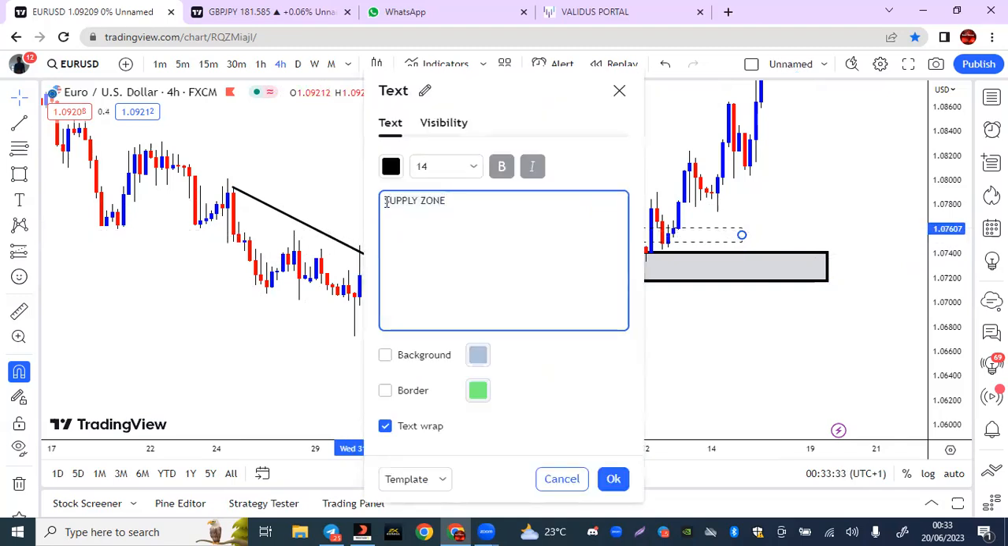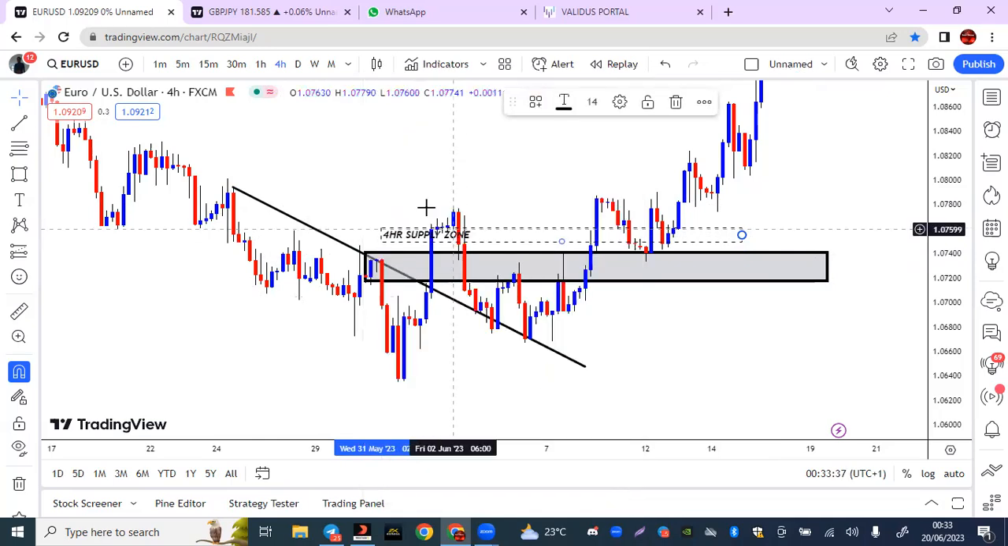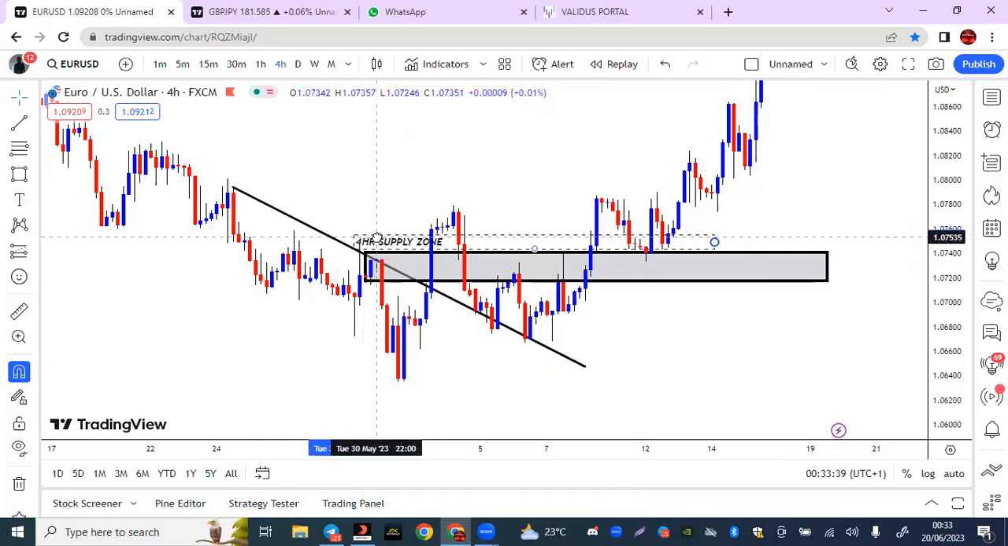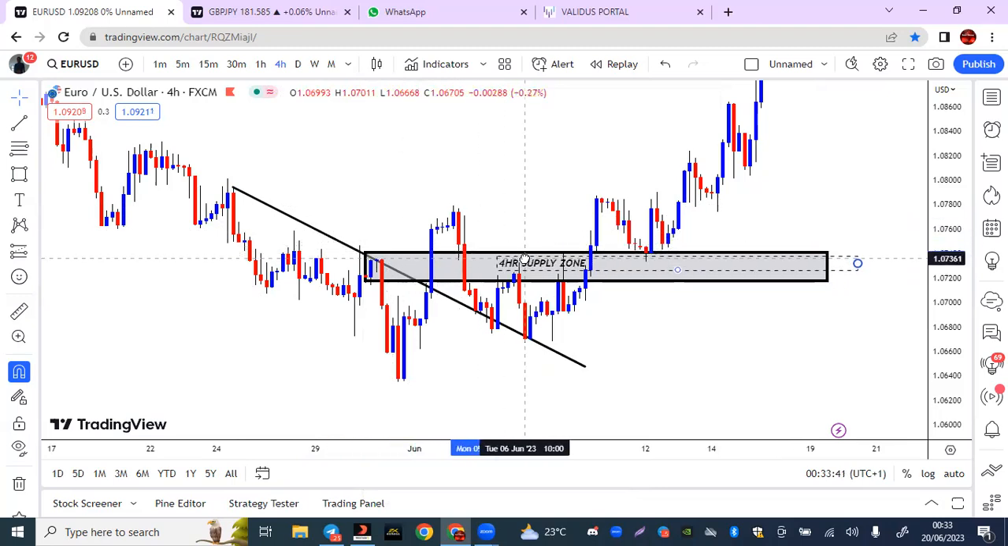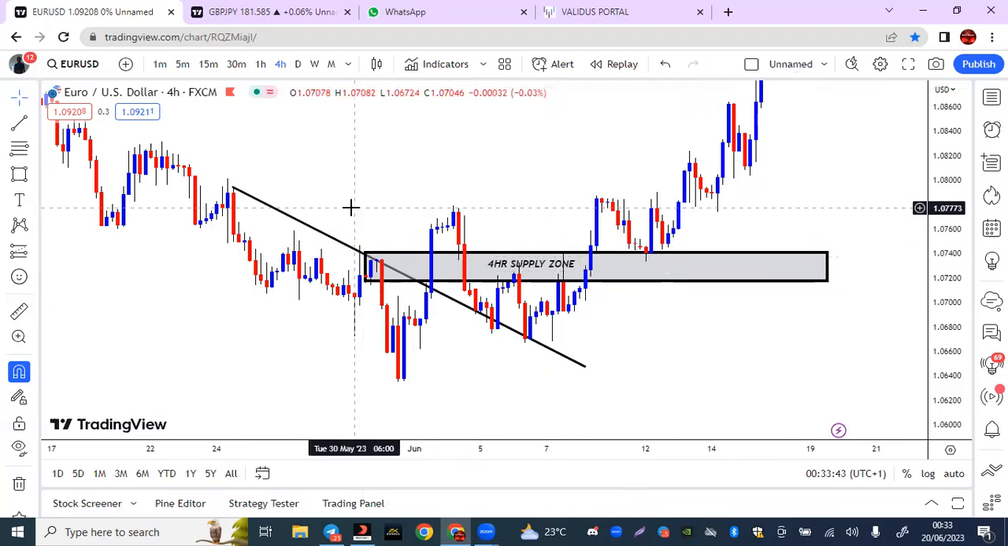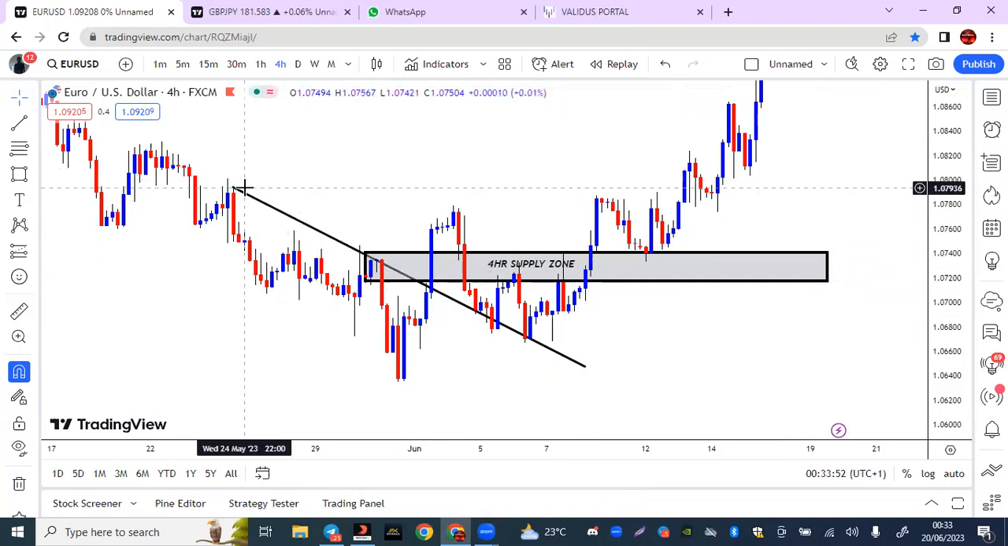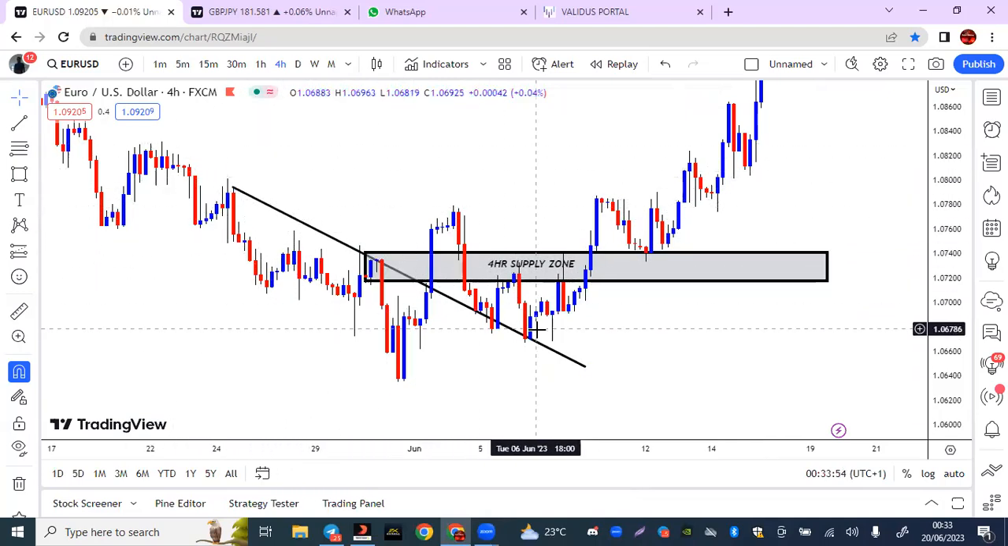Also, it's good for you to label your time frame, because every time frame is unique. That's a supply zone or demand zone. These are 4-hour supply zones. Now, price, you can see on the 4-hour we had a downtrend.